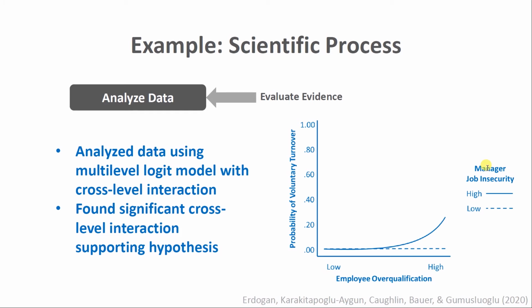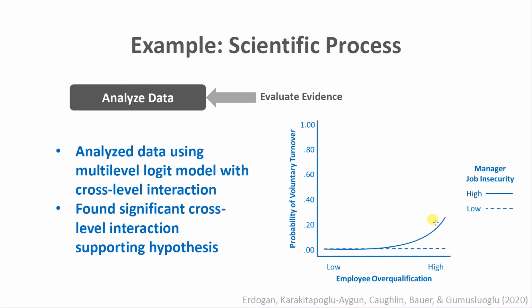After we collected those data and deployed the study and acquired our data, then it was time to analyze the data. Now, this actually has a nested design to it because we had employees nested within managers. And for that reason, we ran a multi-level logit model, or a multi-level logistic model as it's sometimes called. And we actually ran what's called a cross-level interaction within that. And we found a significant cross-level interaction, which is how we tested our hypothesis 3, which I previewed a little bit ago or described a bit ago.